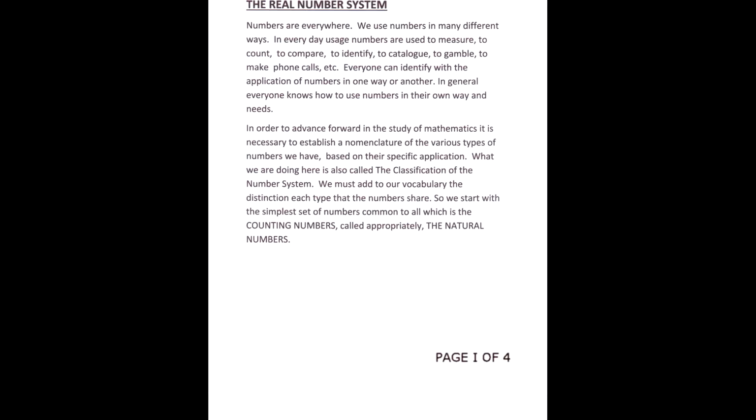In order to advance forward in the study of mathematics, it is necessary to establish a nomenclature of the various types of numbers we have, based on their specific application. What we are doing here is also called the classification of the number system. We must add to our vocabulary the distinction each type that the numbers share. So we start with the simplest set of numbers common to all, which is the counting numbers, called appropriately the natural numbers.